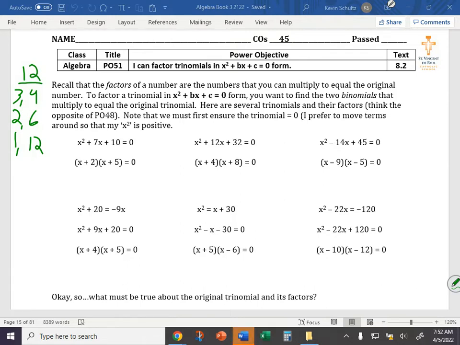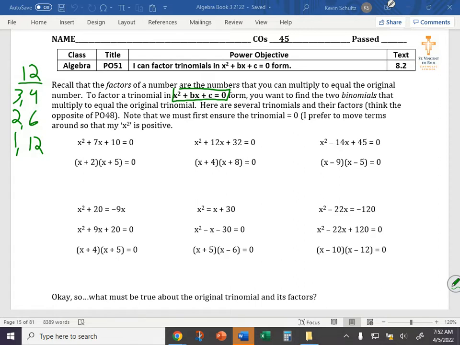So what we're looking for today is to factor trinomial expressions in x squared plus bx plus c equals 0 form, where the coefficient of x squared is a 1, b is a number, c is a number, and we'll talk about why it's equaling 0 when we get to parabolas. But if you remember back to PO48, where we multiplied binomials together, that's what we're looking for. That's what we're defining as the factors of these trinomial expressions.